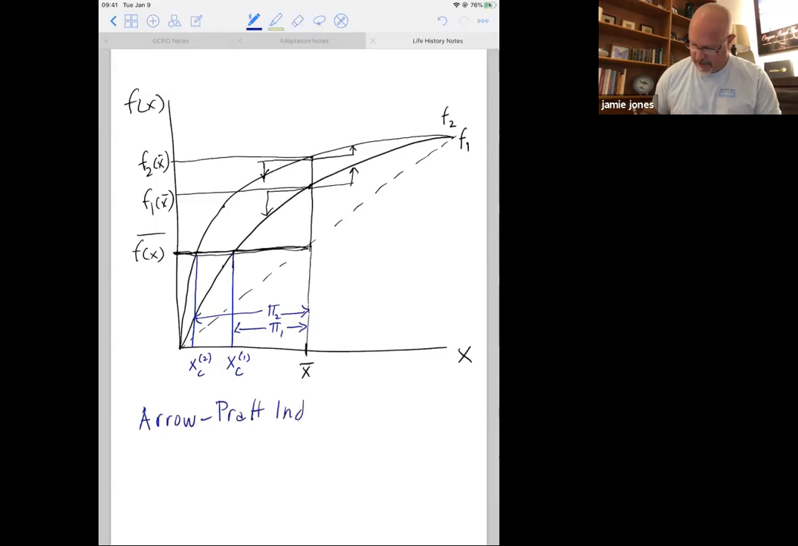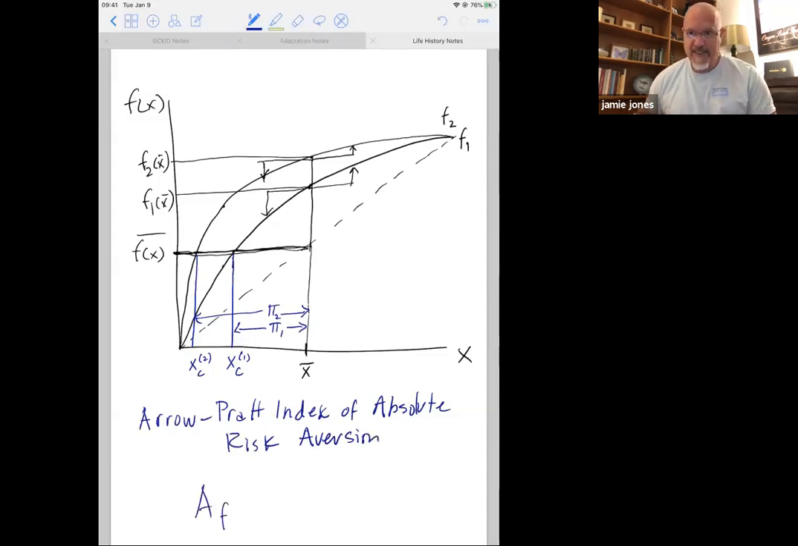But the so-called Arrow-Pratt index of absolute risk aversion, and we'll indicate that A sub F, F being fitness, A being aversion. When it's defined for a utility function, it's usually denoted A sub U, but we're working with fitness, so we'll call it A sub F. It is defined as minus the second derivative of our fitness function divided by the first derivative of our fitness function.